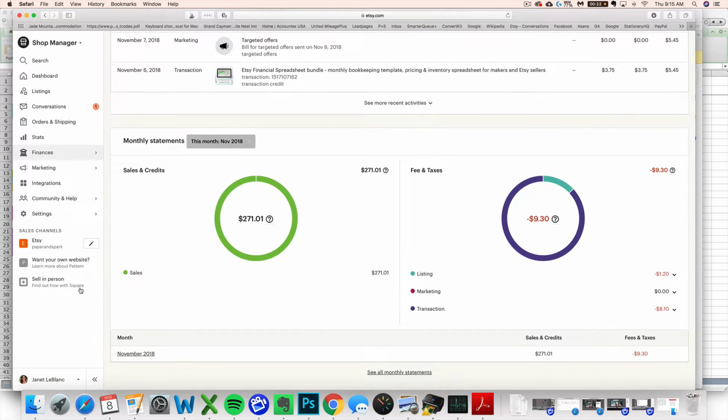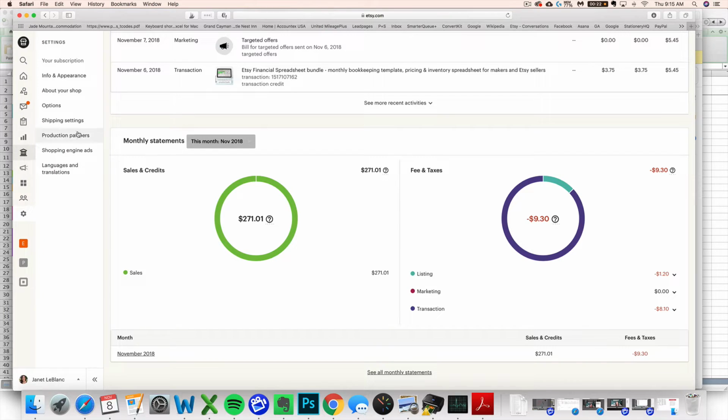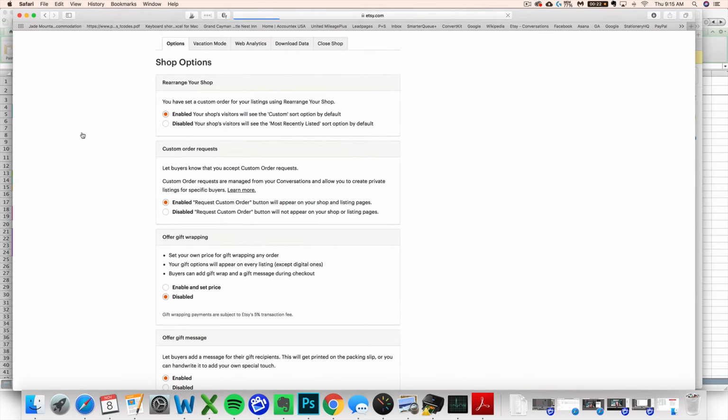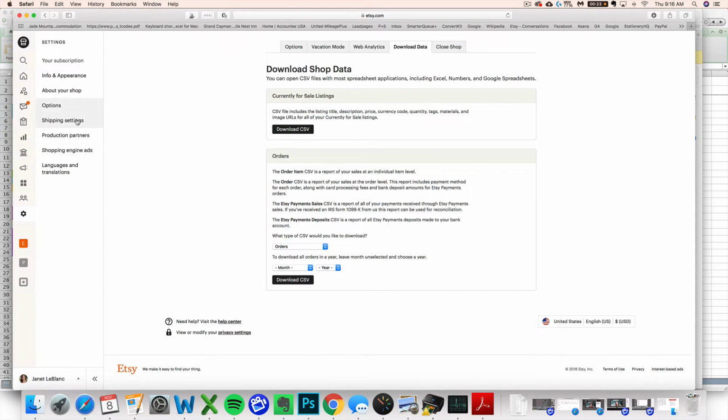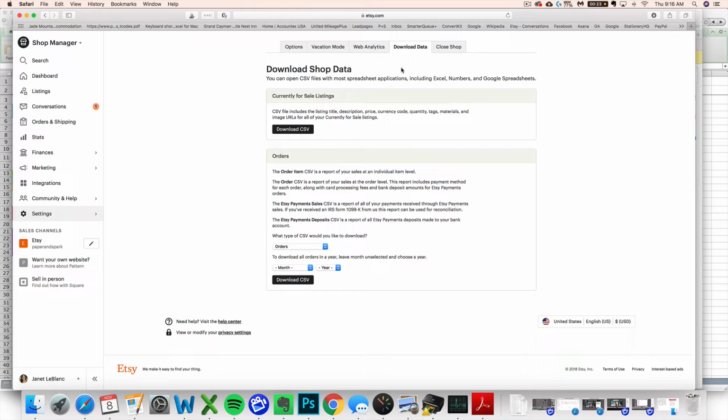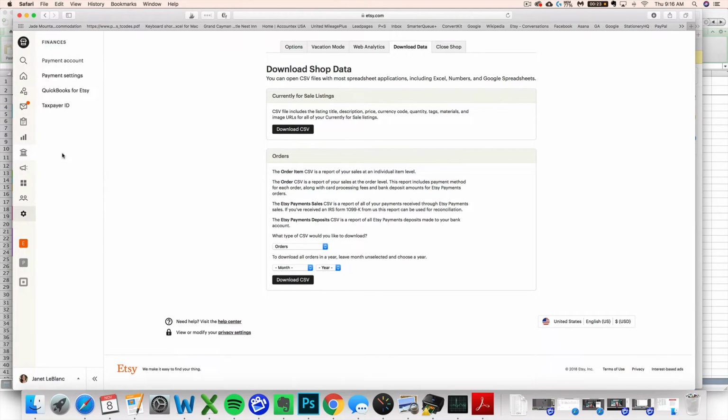I have had a few people tell me that they have had trouble finding the CSV now. It is under Settings, Options, Download Data. And then you can go here, get that order CSV for whatever month you need, and download it and import it as per usual. So Settings, Options, Download Data. That is where the CSV that you need to use your spreadsheet lives.